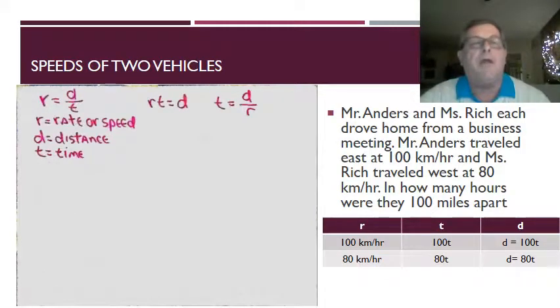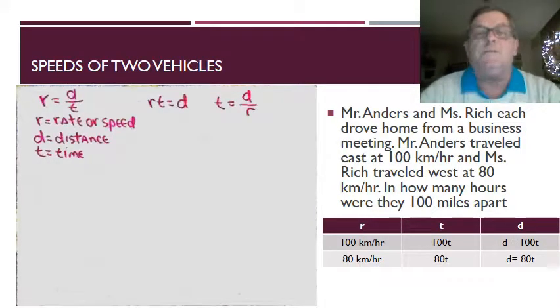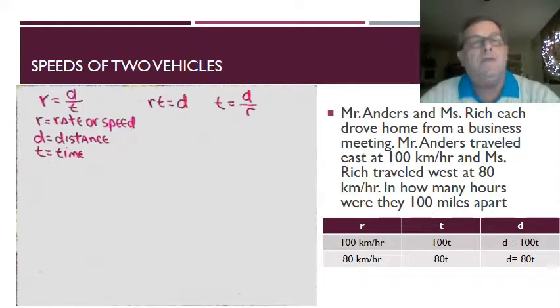Well, now let's take a look at the speeds of two vehicles. And we've still got our basic formulas up here at the top: R equals the rate of speed, D equals distance, T equals time.